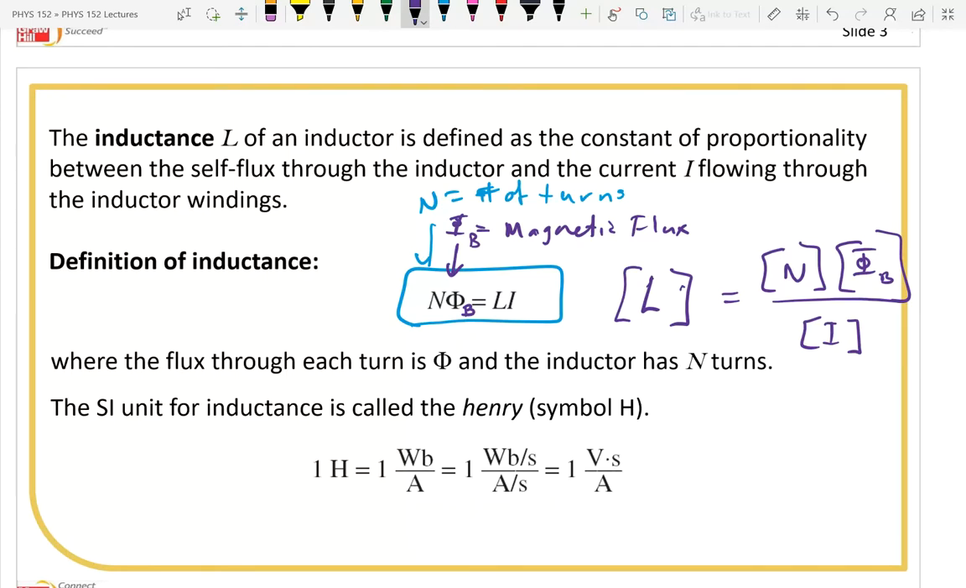So we have the Weber is a Tesla times a meter squared. And so I could put that in or just leave it in Weber. So the easiest unit is the Weber per ampere. Or I can put Webers per second divided by amperes per second if I want, and then get something different. But let's just stick with this one for now. Weber per ampere, the unit of the Henry.